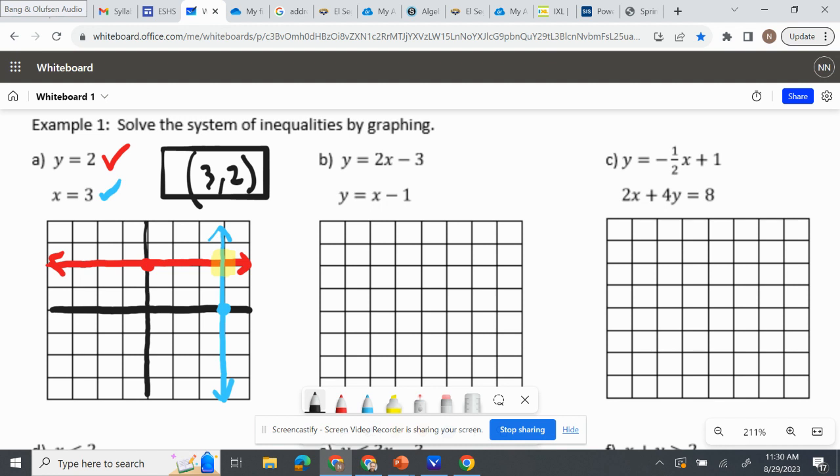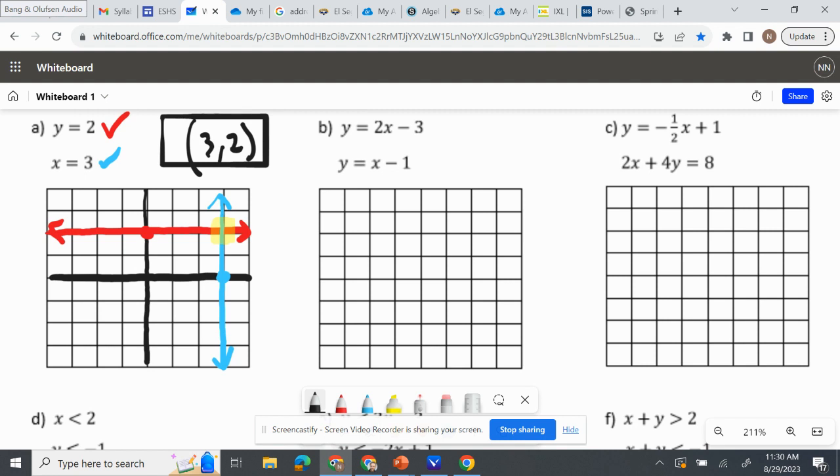Now for our second one, we're going to do the same thing. We're going to start off with our first equation. Our y-intercept is -3. So on the y-axis, we plot a point at -3. Our slope is 2. So we're going to do 2 over 1. I'm going to go from that point up 2 to the right 1, up 2 to the right 1, and I'm going to draw my line.